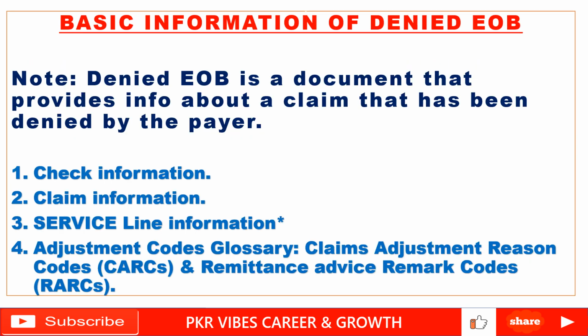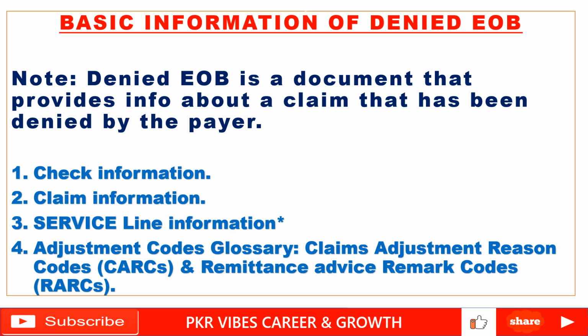Okay guys, what kind of basic information we will see on a denied EOB we will discuss now. Before that, a denied EOB is a document that provides information about a claim that has been denied by the insurance company. So a denied EOB is nothing but a document that provides information on why they denied. That kind of information we will see on a denied EOB.